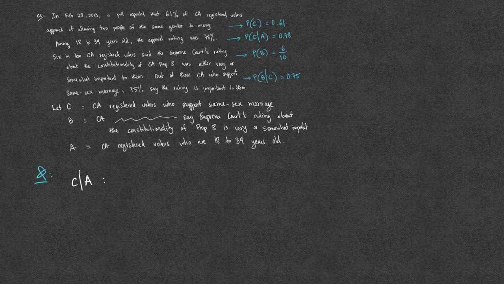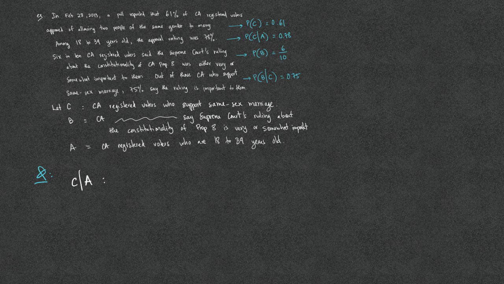So what does the event C given A represent? Using the same language, the event after the vertical bar is a given, or if, or out of. Thus, out of A, the event C. So we would read this as out of those California registered voters who are 18 to 39 years old, the registered voter who supports same-sex marriage.